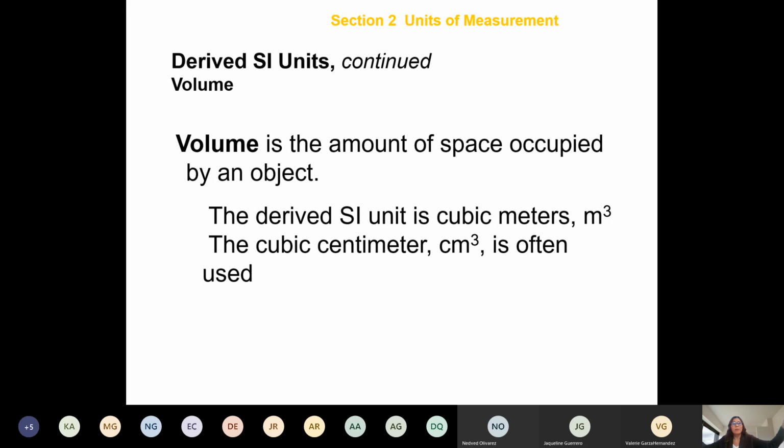Cubic meters would be like if I ask you to measure the volume of this room that I'm in. That's when you would use cubic meters. But if you had to measure the volume of something smaller, then it would be in cubic centimeters. Now, I'm talking about solids, measuring the volumes of solids. What about if you had to measure the volume of a liquid? How would you go about doing that?